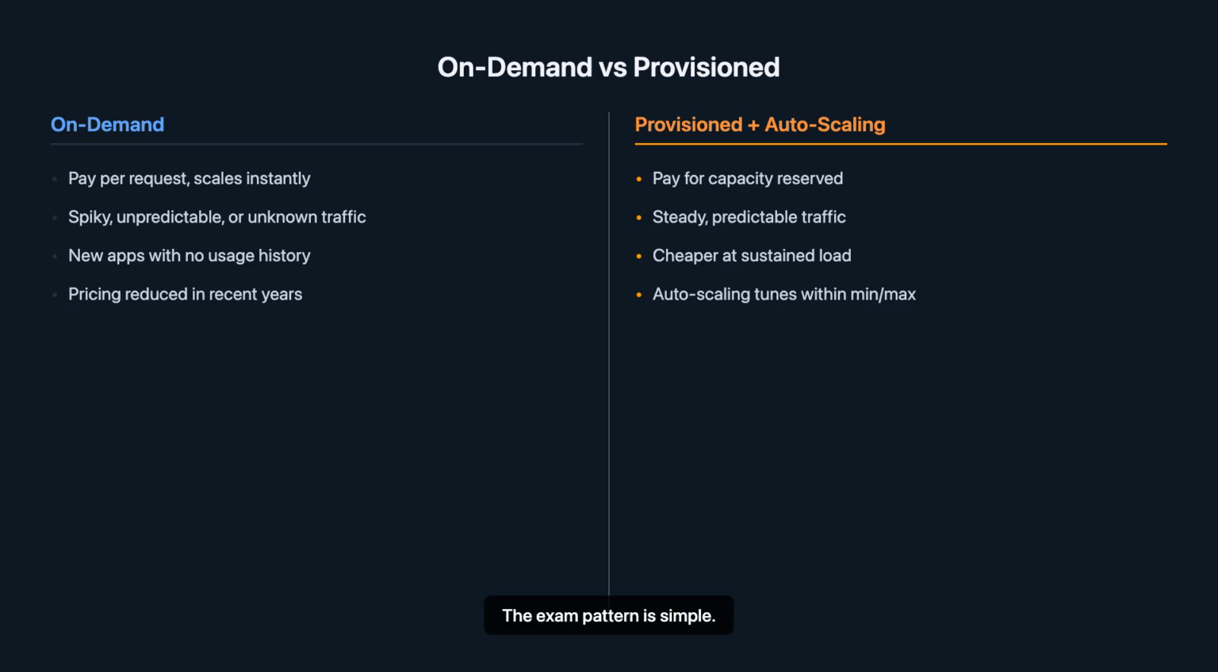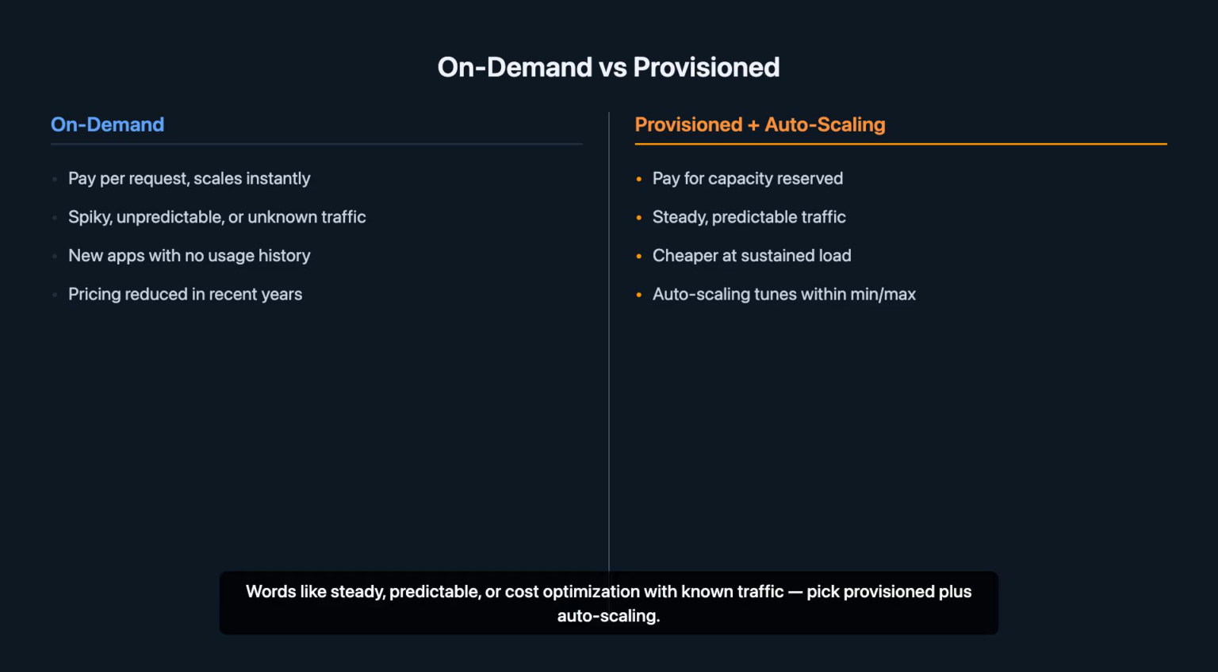The exam pattern is simple. Words like spiky, unpredictable, unknown, or new application, pick on demand. Words like steady, predictable, or cost optimization with known traffic, pick provisioned plus auto-scaling.